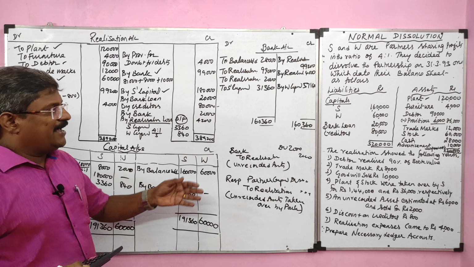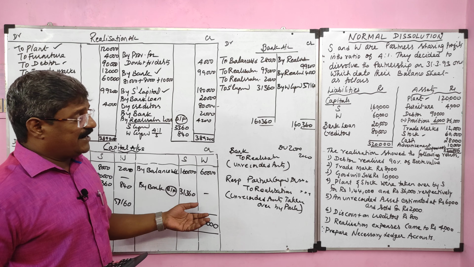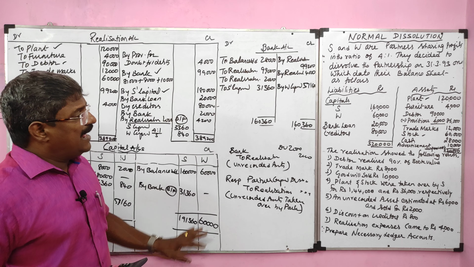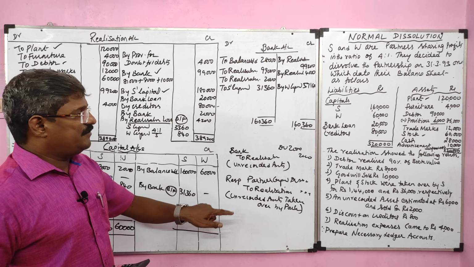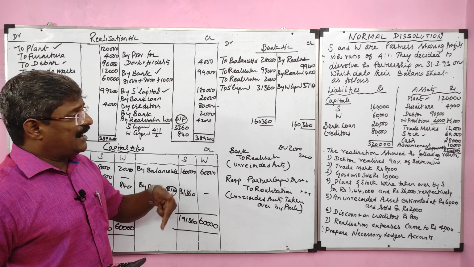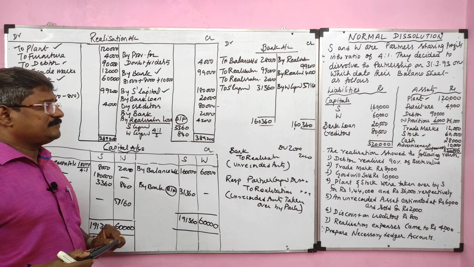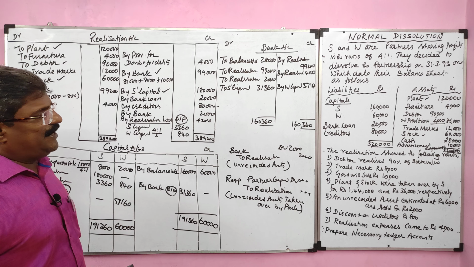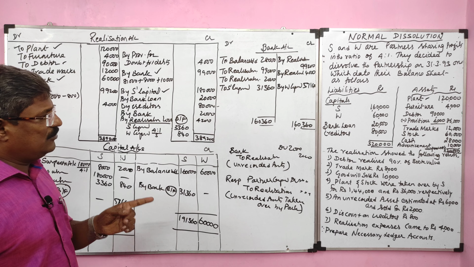Once again I am repeating here: if an unrecorded asset is realized by the firm, the entry is bank account debit to realization. If an unrecorded asset is taken over by any one partner, the respective partner capital account debit to realization. Likewise, if an unrecorded liability is paid by the firm, the entry is realization account debit to bank. Sometimes the unrecorded liability is taken over by one of the partners, the entry is realization account debit to partner capital.